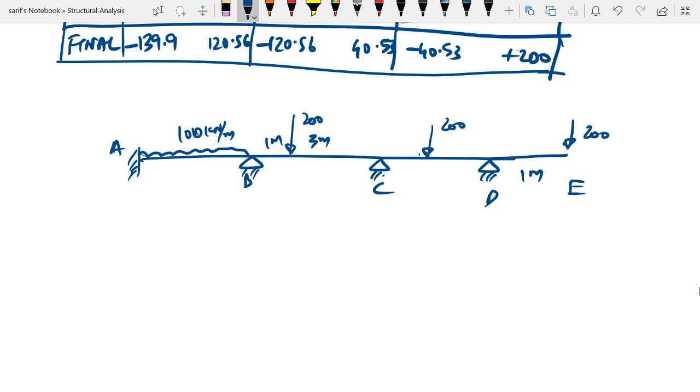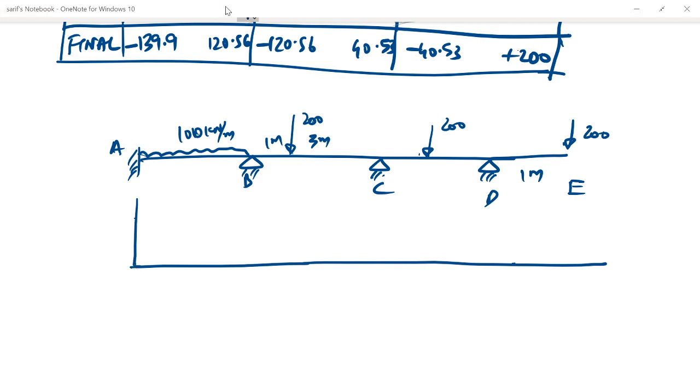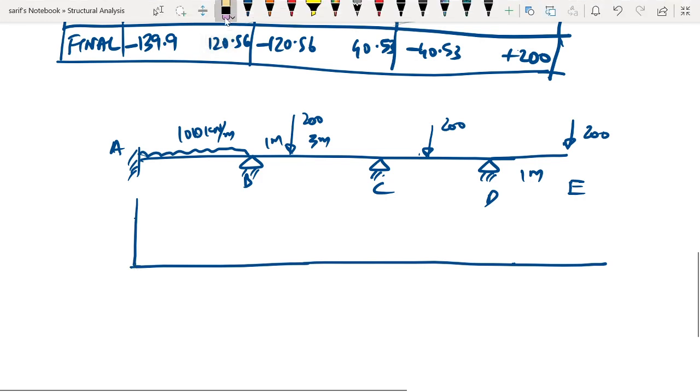Okay. Now what we have to do is we need to draw the bending moment diagram, and when drawing the bending moment diagram, first thing is we will draw the support bending moment diagram. So at A, the bending moment is 139. So let us mark the values of the bending moment for the support first.